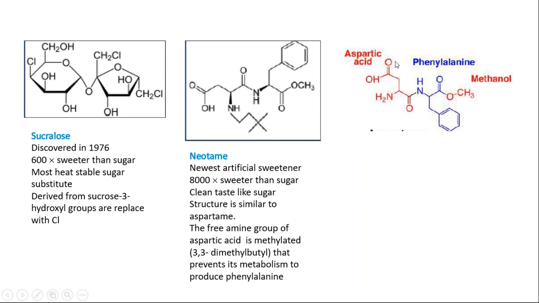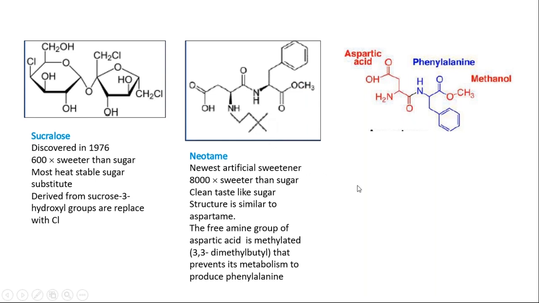If you look, this is the aspartame structure. See, aspartame is the methyl ester of phenylalanine and aspartic acid. So here you have phenylalanine and you have aspartic acid. The only difference is the amino group, the NH2 group of this is methylated. The free amino group is methylated with a 3,3-dimethyl butyl group.